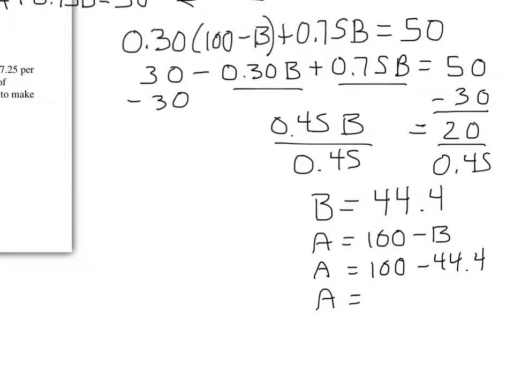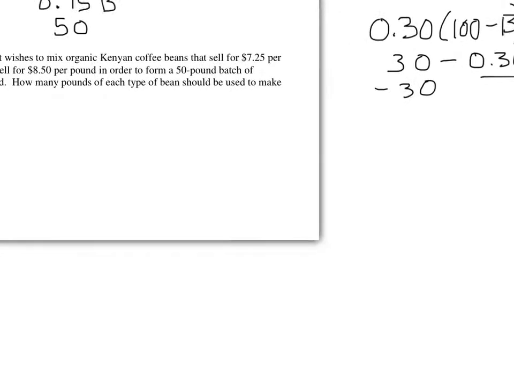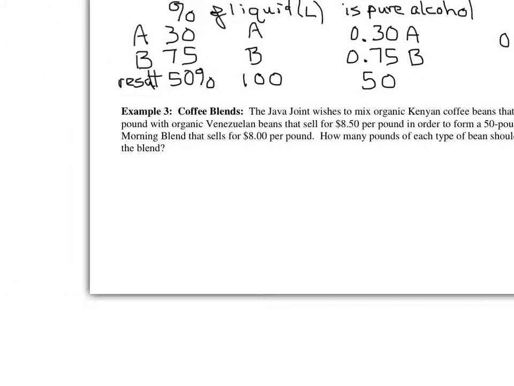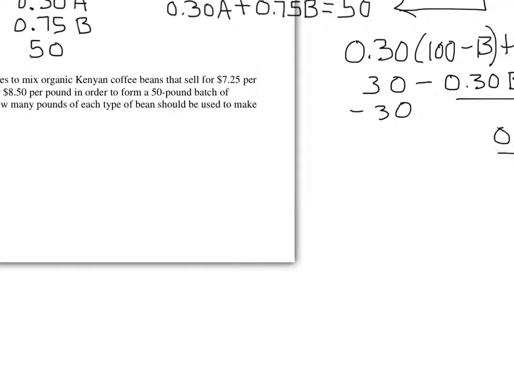So A is 55.6. So 55.6 liters of A and 44.4 liters of B. We have to put our answer in a complete sentence. Let's see if we can do that. Let me go back. A is 30% alcohol, B is 75% alcohol.